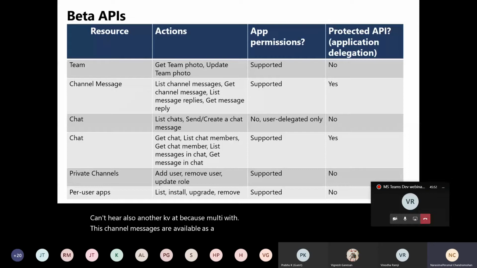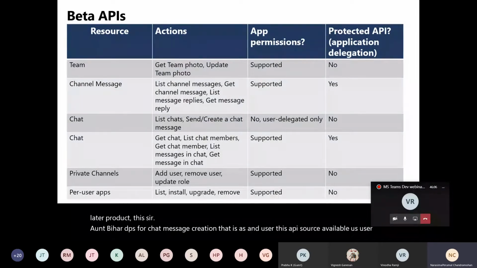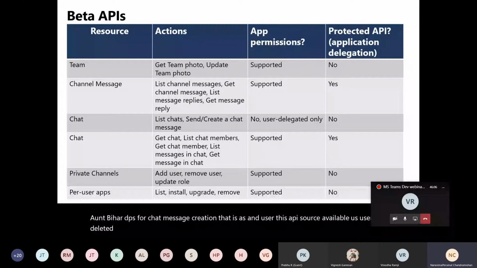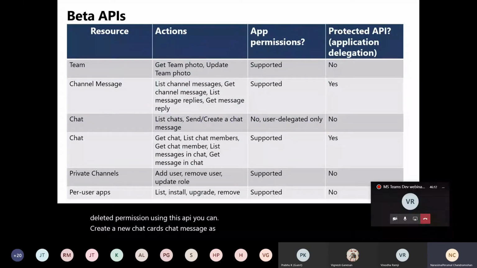And we have the APIs for chat message creation. That is as a user. This API is also available as user delegated permission. Using this API, you can create a new chat message as a user, or you can send a reply to the existing chat. It is possible. And then we have the chat message as a protected API with application permission. So similar to channel message, you can get all the chats in your tenant. And then you can go to a particular chat.